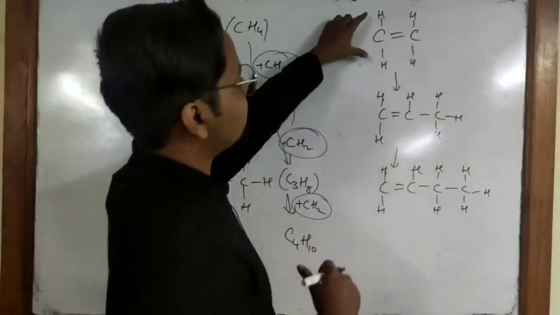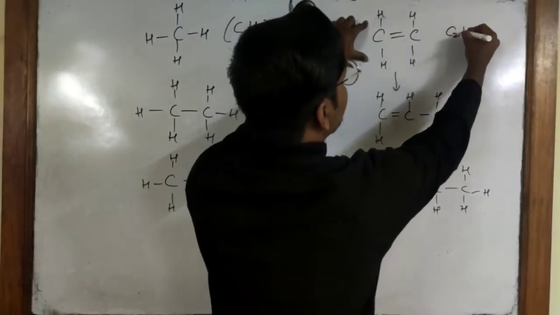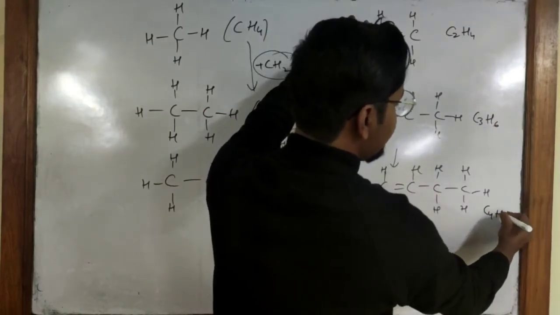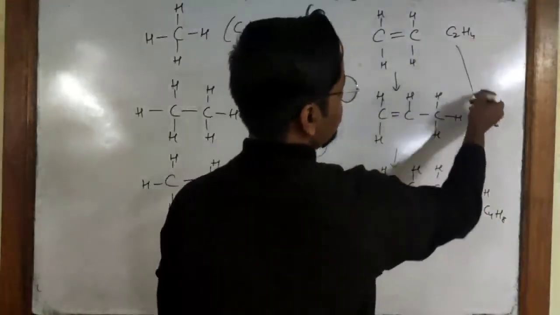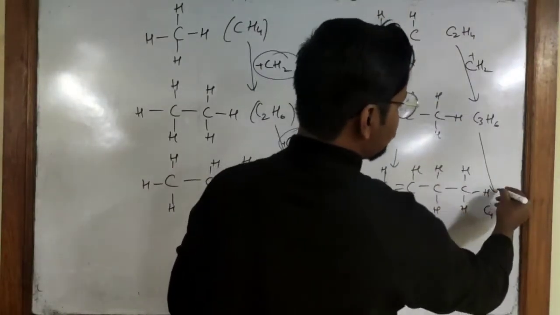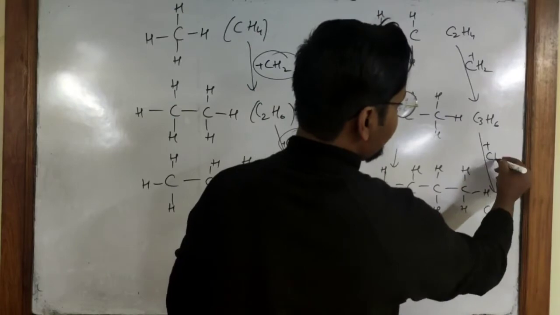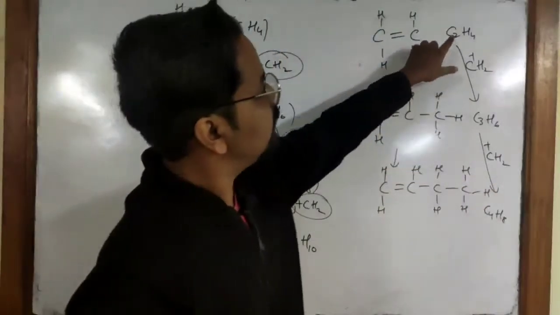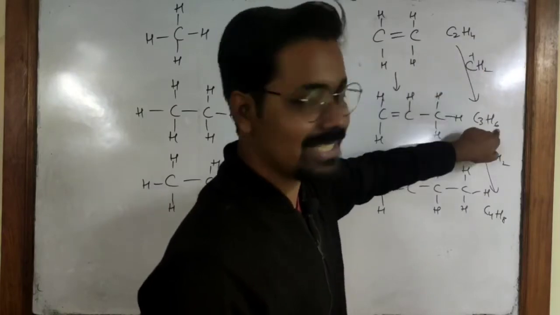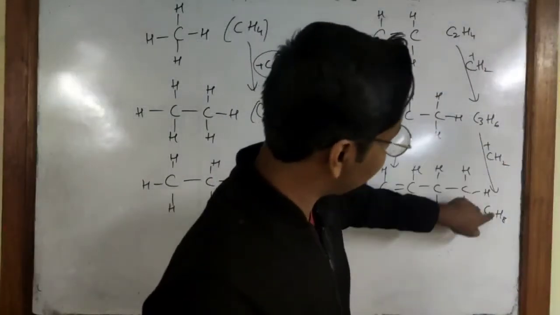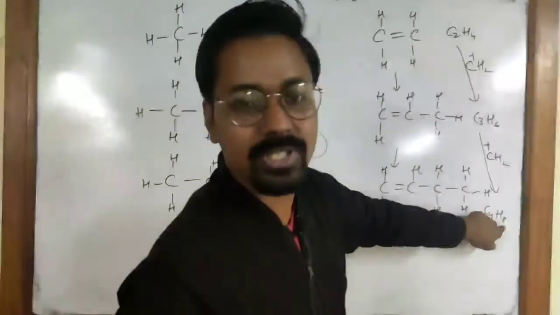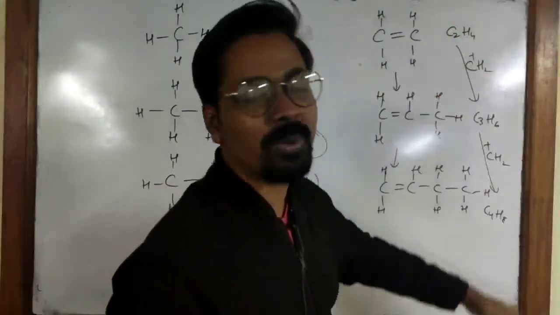So now how many is the difference? Here we have C2H4, here it is C3H6, and here it is C4H8. So look at the difference. Again 1 carbon and 2 hydrogen added. Here also we add 1 carbon and 2 hydrogen. See, C2 plus C is C3, H4 plus H2 is H6. Again C3 plus C is C4. And here we have 6 hydrogen and 2 hydrogen, that means 8 hydrogen atoms. So these also fall under a homologous series.